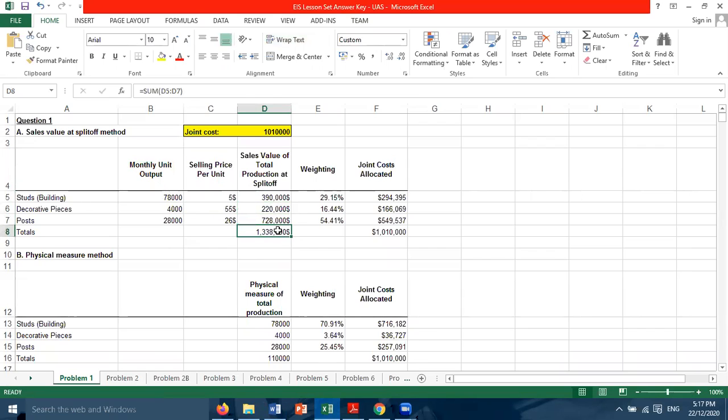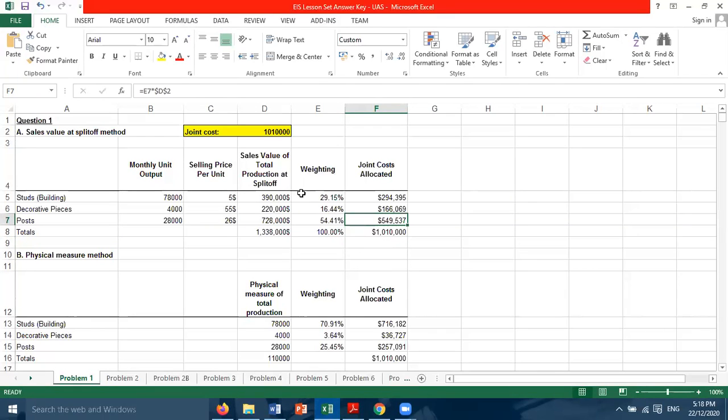Now, after that, we can find the total sales value for all three products. After we find the total sales value for all three products, what we need to do is weight each sales value for each product to the total sales value. In this case, the weighting for studs will be 390,000 divided by 1,338,000, which equals 29.15%. And we just repeat the process until we get all the weights. Remember, the weighting must equal 100%. If not, it means there's something wrong with the calculations.